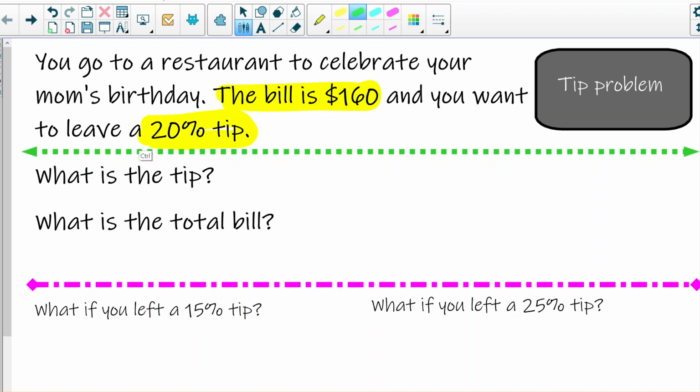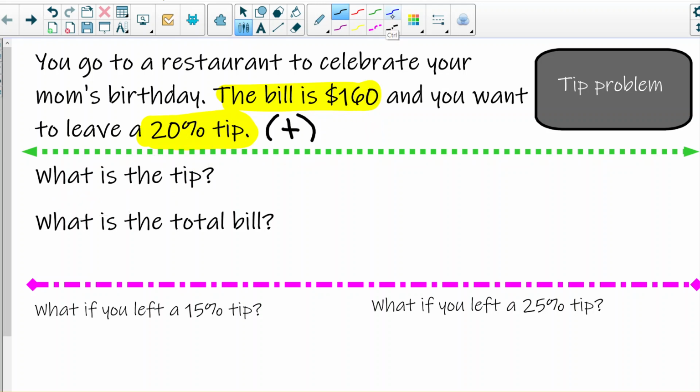Okay, so one thing to keep in mind is that a tip is extra money that you're leaving for a server. So a tip usually means that it's going to be added on to the bill. So I'm going to put a little plus sign next to the tip. So in order to figure out what the tip is, we need to calculate what is 20% of the total bill.